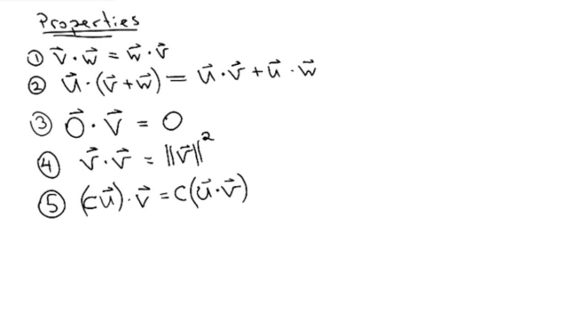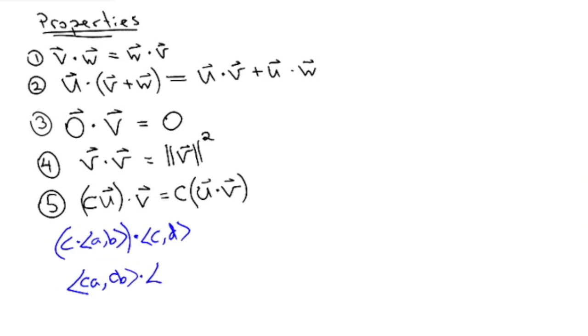Great. Should I prove it? Let's prove the last one. Proof. And we could do it componentwise. Let u equal <a, b> and v equal <c, d>. So this would be c times the vector <a, b> dotted with the vector <c, d>. So far, so good. So what's c times <a, b>? <ca, cb>, if you want to write it that way. I'll leave it in that order.